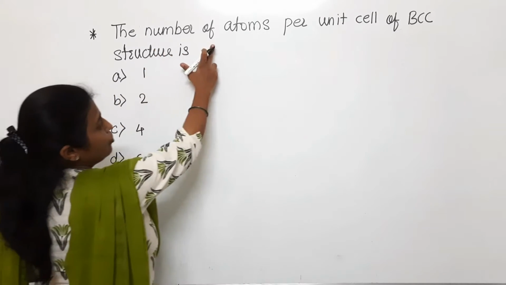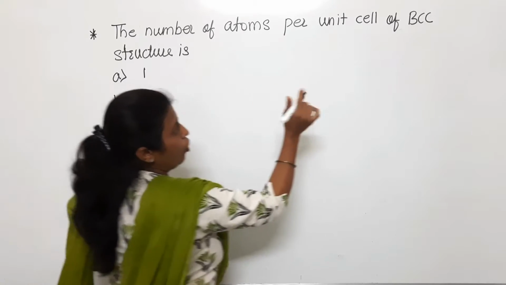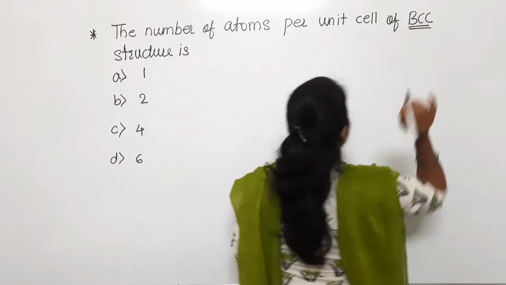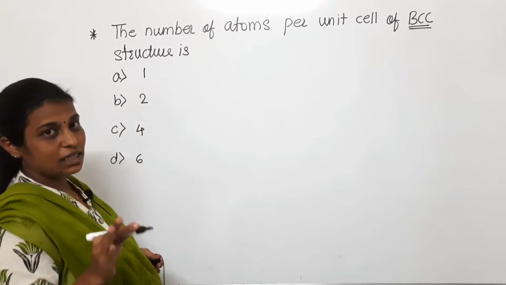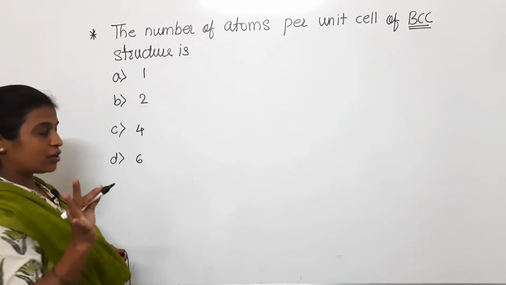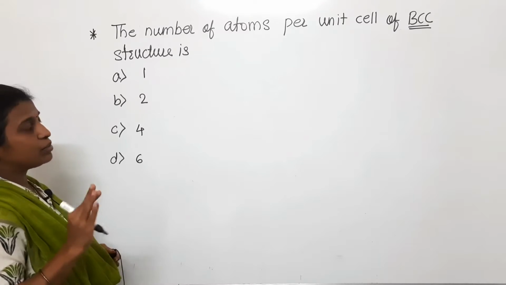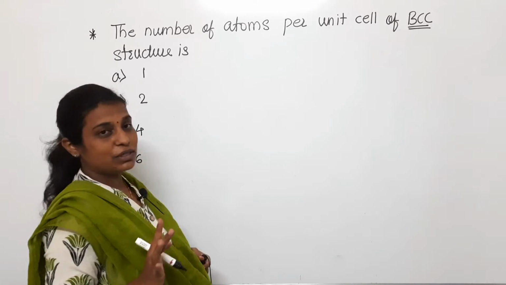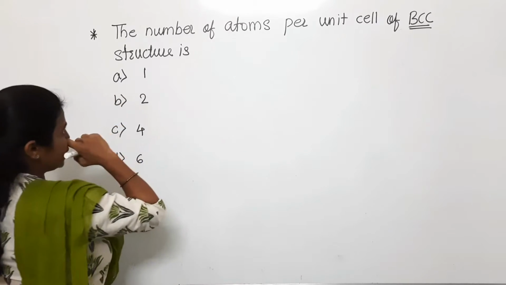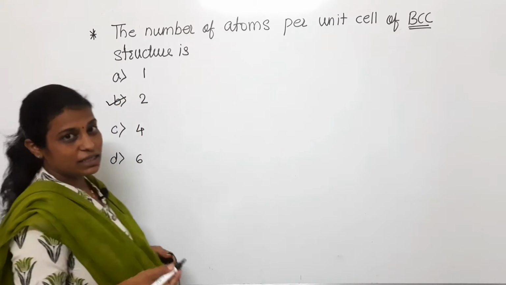See, the number of atoms per unit cell of BCC. What is meant by that BCC? What is the diagram of the cube? That all we will see. So here we have to tell the number of atoms present in that BCC. Simple answer is there, that is 2, means option B is the answer.